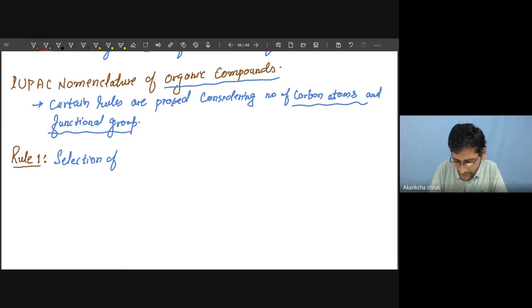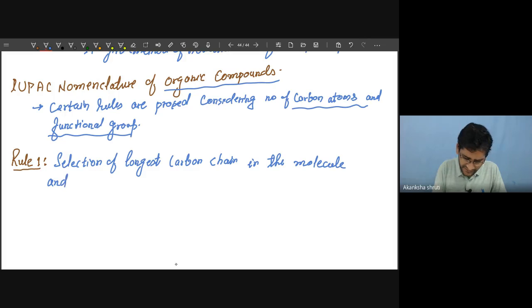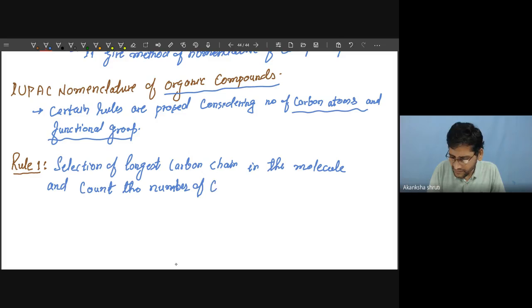of longest carbon chain, it may be open or closed, meaning a ring could be in the molecule, and count the number of carbon atoms in it. It is this one.